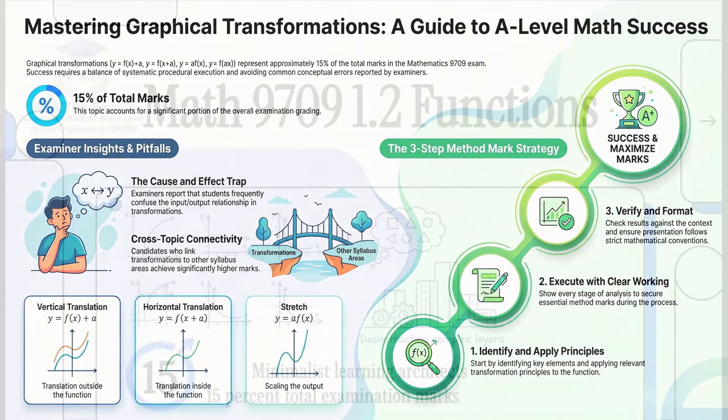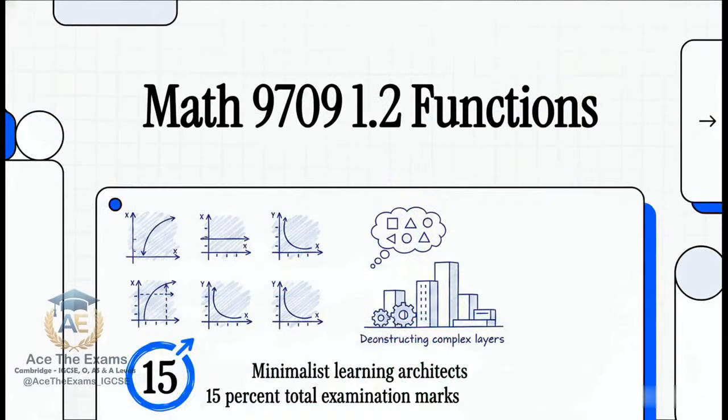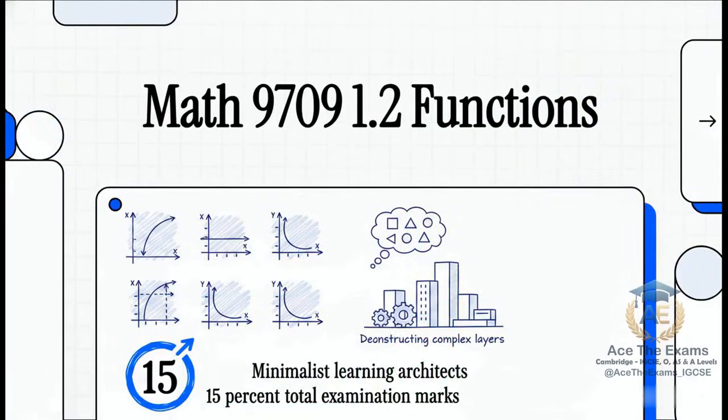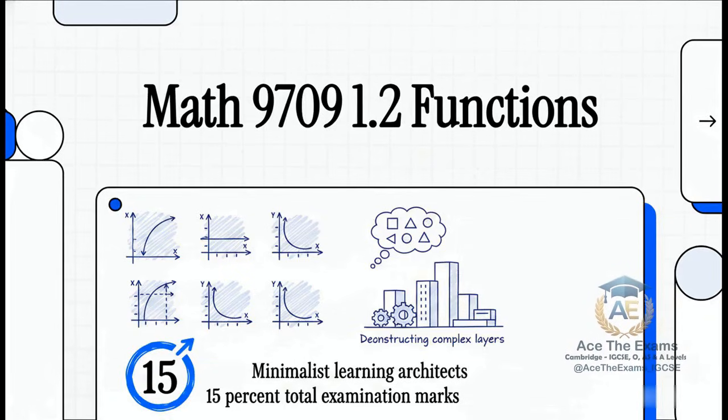Today, we are stepping into a serene, highly calculated space to deconstruct a foundational pillar of the Cambridge AS and A-level math syllabus. We're looking at Section 1.2, Functions and Graphical Transformations.